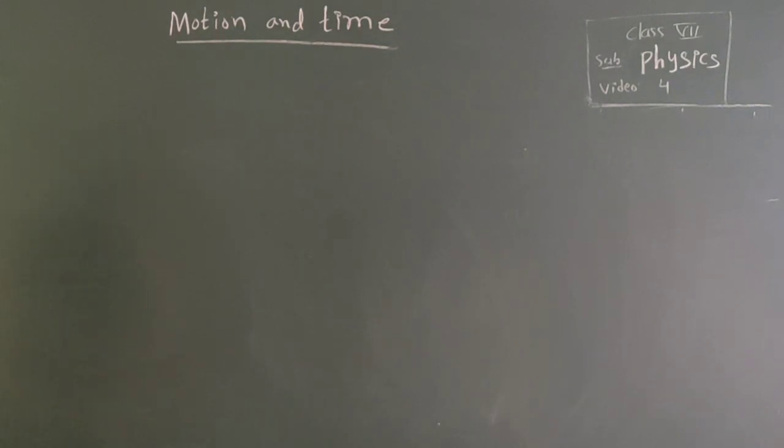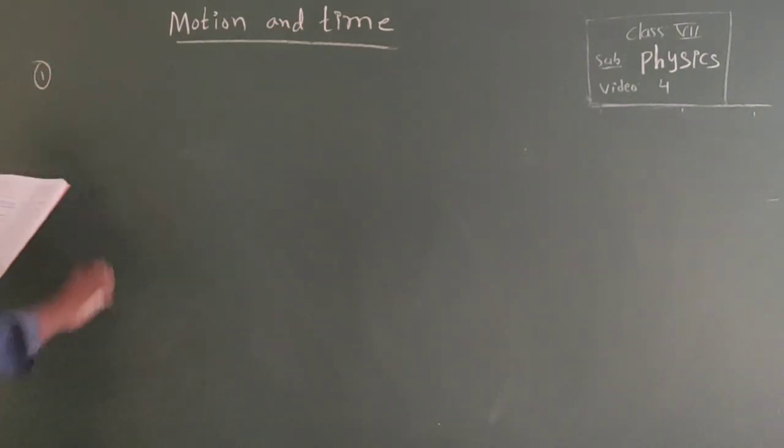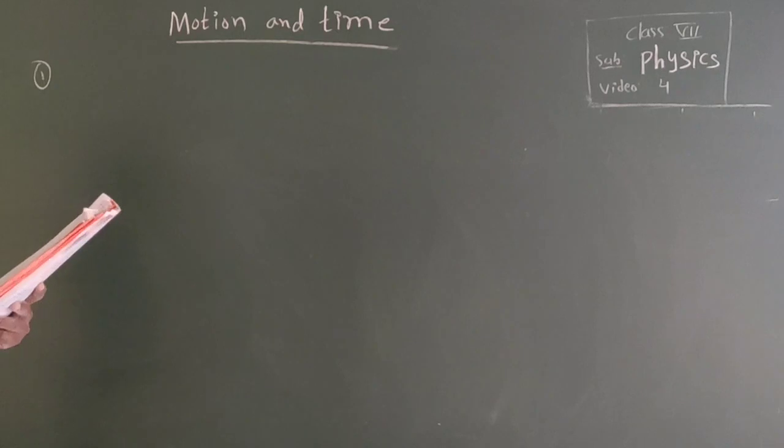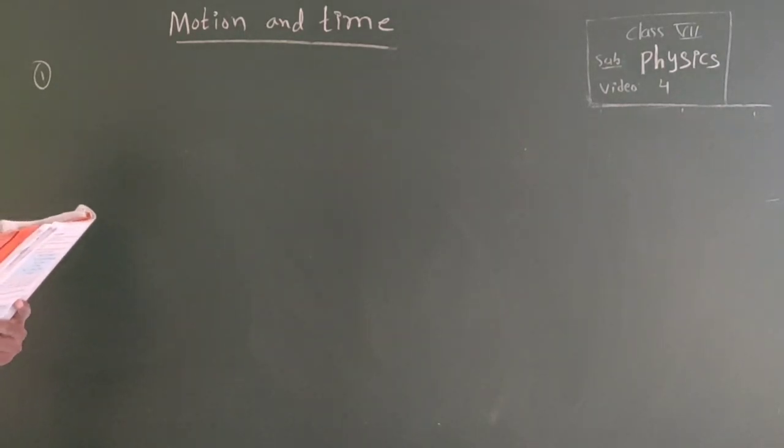First one, a body can be at rest and in motion. First question, what will you learn? First one. Okay, a body can be at rest and in motion at the same time in relation to the same set of surroundings. It is false.